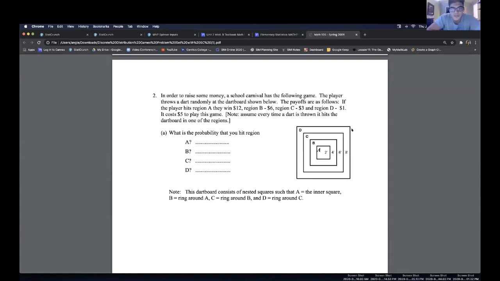In order to raise some money, a school carnival has the following game. The player throws a dart randomly at the dartboard shown below. The payoffs are as follows. If the player hits Region A, they win $12. Region B, $6. Region C, $3. And Region D, $1. It costs $5 to play the game. Note, assume every time a dart is thrown, it hits the dartboard in one of the regions.